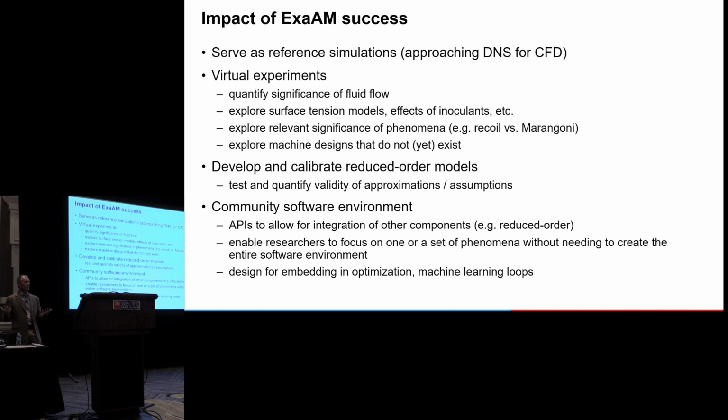We can look at things like inoculants to adjust the surface tension, which there was a nice paper in Nature recently about that possibility. We can look at machine designs, the actual additive manufacturing machines that don't exist today, and investigate what might be possible. Use it to develop and calibrate reduced order models. We won't be doing the actual developing of those, but we can use them to show you where a reduced order model falls apart, where it's good, where it's not good.